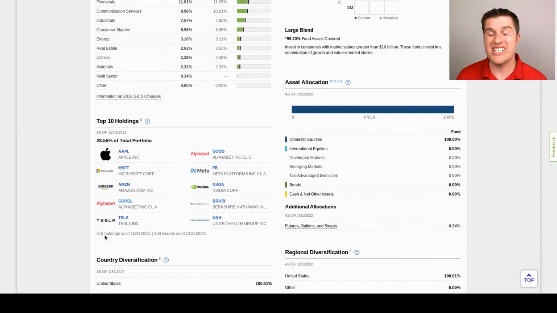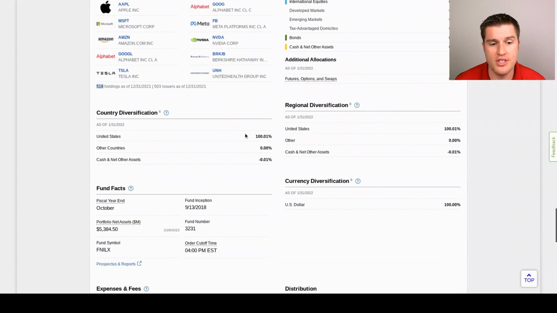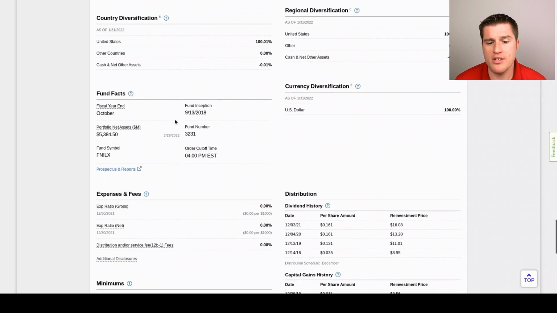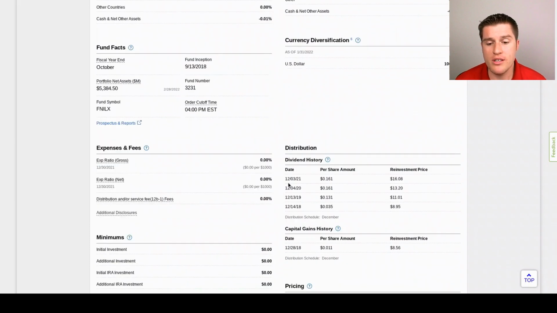Now, technically, it's 518. So there are 518. And they have Apple, Microsoft, Amazon, Google, Tesla, Google, Facebook, or Meta, Nvidia, Berkshire Hathaway, and United Health Group. And they make up 28.5% of the total portfolio. So not each of the 518 is given an equal portion. These 10 companies make up a large percentage of that. And again, obviously, you know what country it's in. It's the United States.